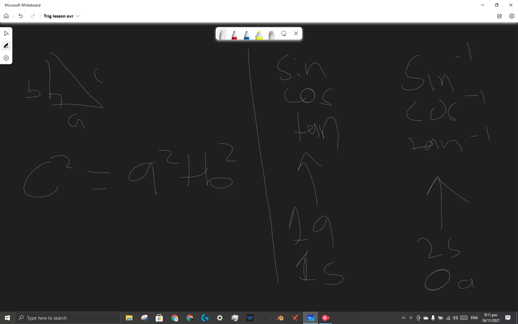So that's pretty much it for what we've covered so far, and that's pretty much what there is so far for right angle trig. Later on we'll cover some non-right angle trig, which will cover the sine and cosine rules.